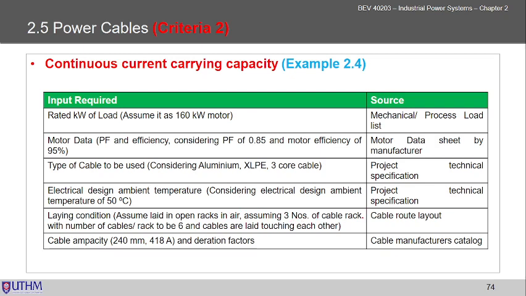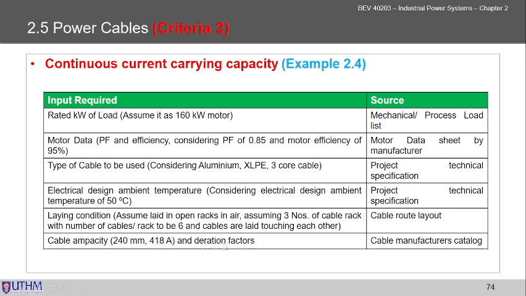That means we have three cable racks with a number of cables per rack of 6. The cable that we use is the multi-core cable, and the cables are laid touching each other. So the cable ampacity from example 2.3 is for 240 mm square, and the ampacity is 418 ampere.